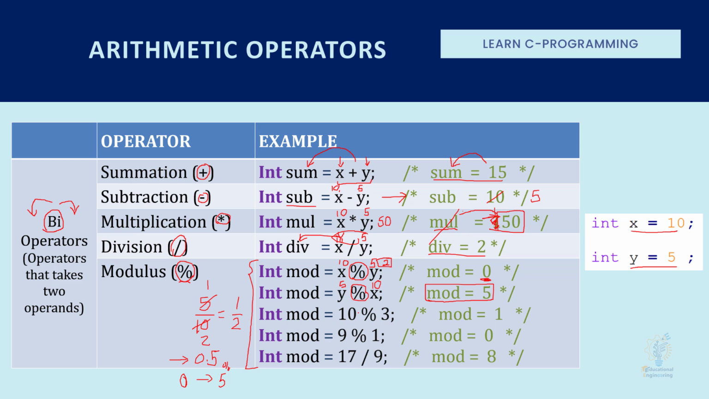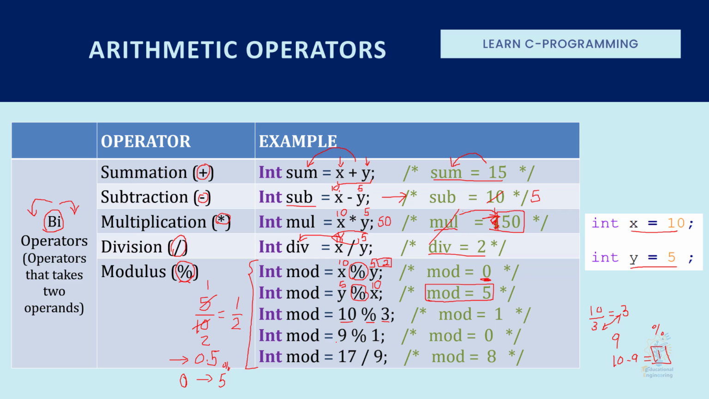Now to make things more clear, let's try this example. 10 mod 3. 10 divided by 3 equals 3. Now if you multiply 3 by 3, it will equal 9, sorry. 10 minus 9 equals 1, and this will be the result of the remainder.